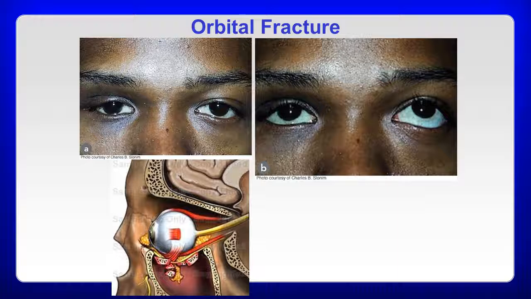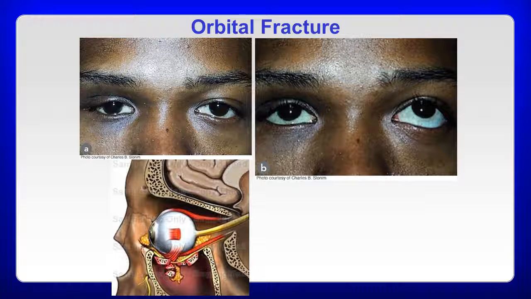Okay, the orbital fracture. We talked about the bony orbit. The walls of the bony orbit are some of the thinnest bones in the body. All those bones we talked about at the beginning of class, they're some of the thinnest bones. So again, the right type of force to the eye could cause them to rupture. If you look here, this could cause the eyeball to get displaced.